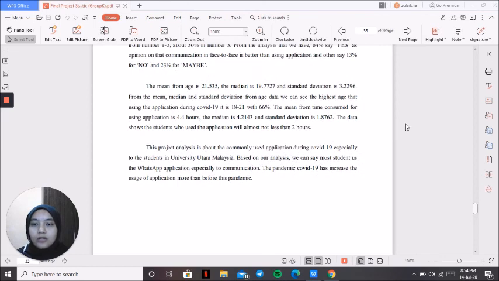So the conclusion is, based on our analysis, we can say most students use the WhatsApp application, especially to communicate with each other about assignments or anything else. And this COVID-19 pandemic has also increased the usage of applications more than before the pandemic started.